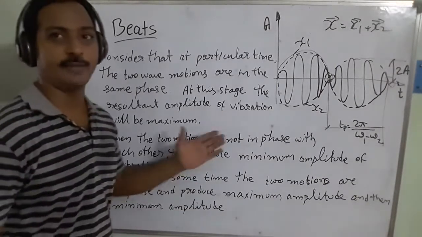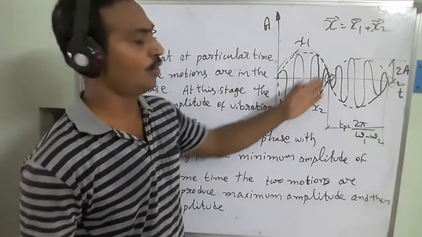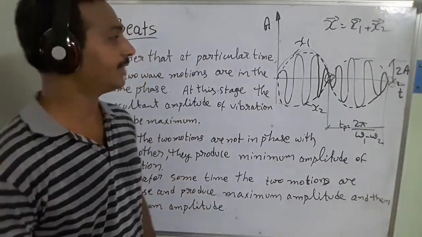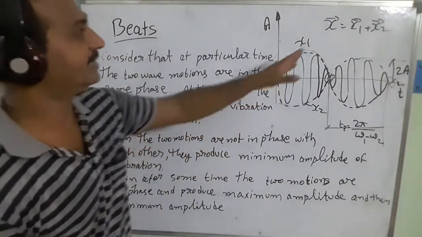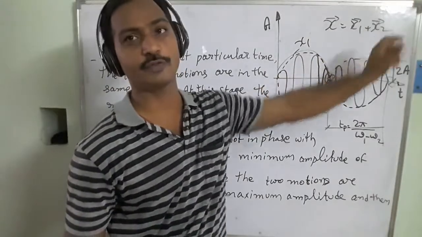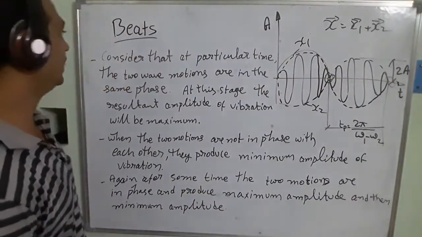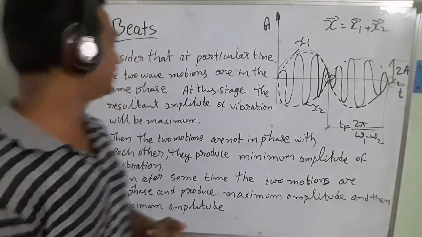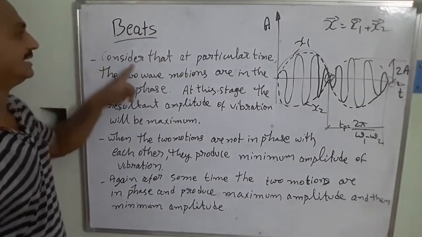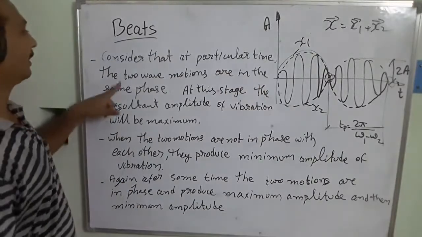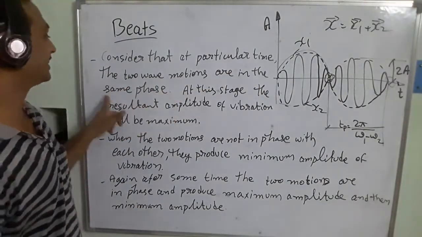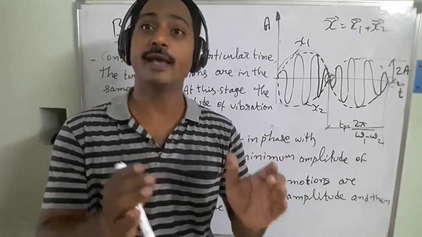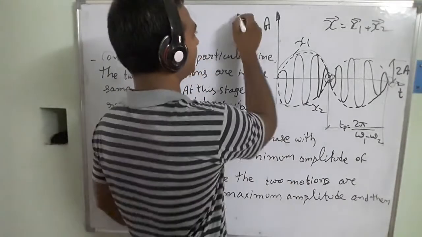So we have seen that beats occur at the interference of two vibrating systems of different frequencies, and the resultant displacement is the summation of these two vectors, the motions. Suppose they have two different frequencies. Consider that at a particular time the two wave motions are in the same phase. They have different frequencies, but they exist in the same phase.